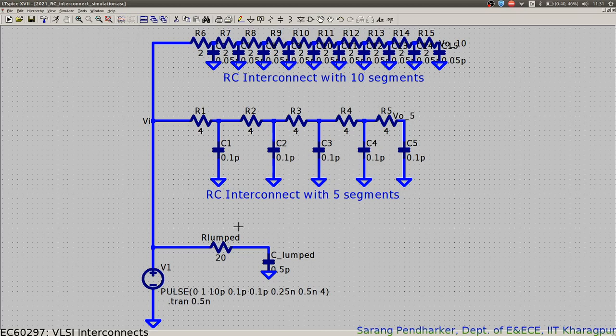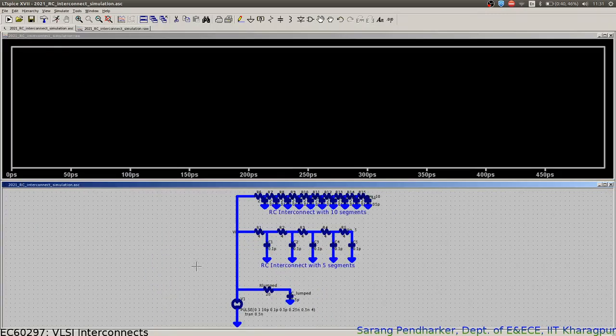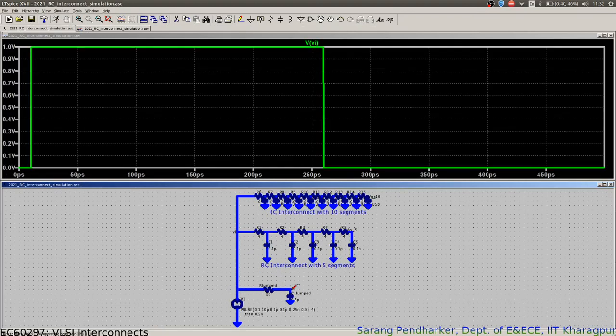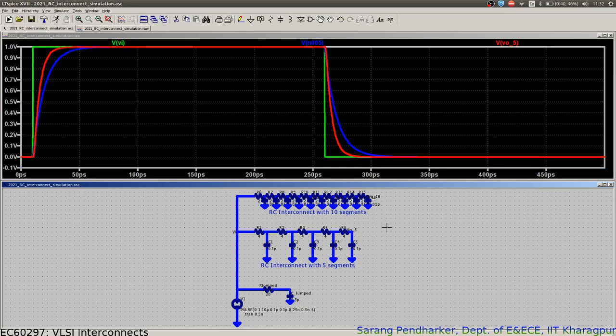So this is the entire circuit. Here I have taken the same single source. This part is a lumped model. This part is an RC interconnect with 5 segments. Here it's with 10 segments. Now let me run the simulation and check the voltage. This is my input voltage. This is the output voltage for the lumped model. This is the output voltage for 5 segments of interconnect. This is that for the 10 segments.